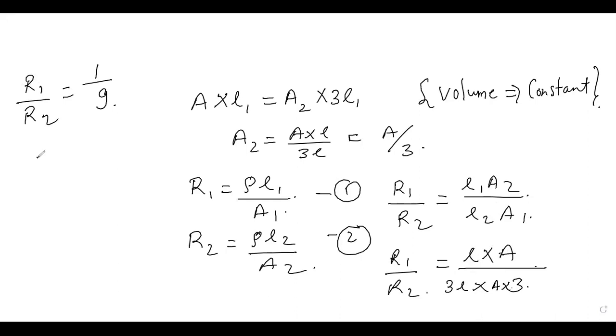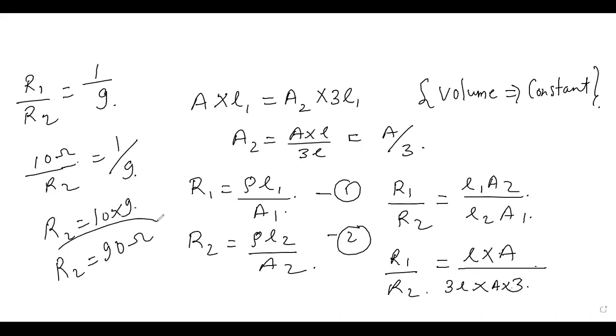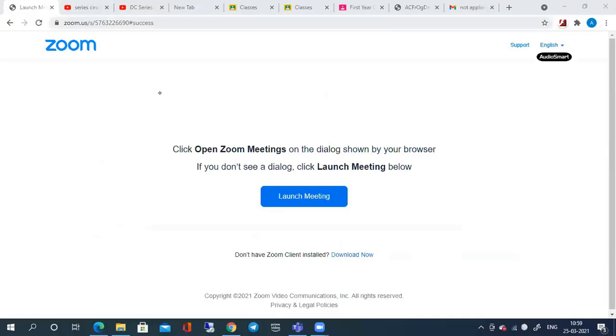Now this value is given as 10 ohms, and this I need to calculate. So R2 will be 10 into 9, that is R2 equals 90 ohms. So students who have found that the new resistance is 90 ohms, it is correct for them. Okay, so we'll just see the answer.